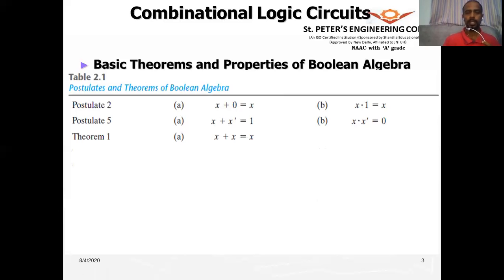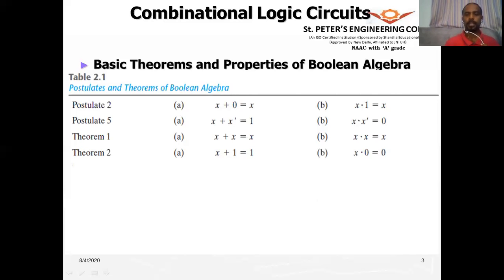Next theorem is x ORed with itself is x. Similarly, x ANDed with x is equal to x. So we will prove that. Next, the second theorem is x ORed with 1 is equal to 1. Whereas here x ORed with 0 is equal to x, x ORed with 1 is always 1.